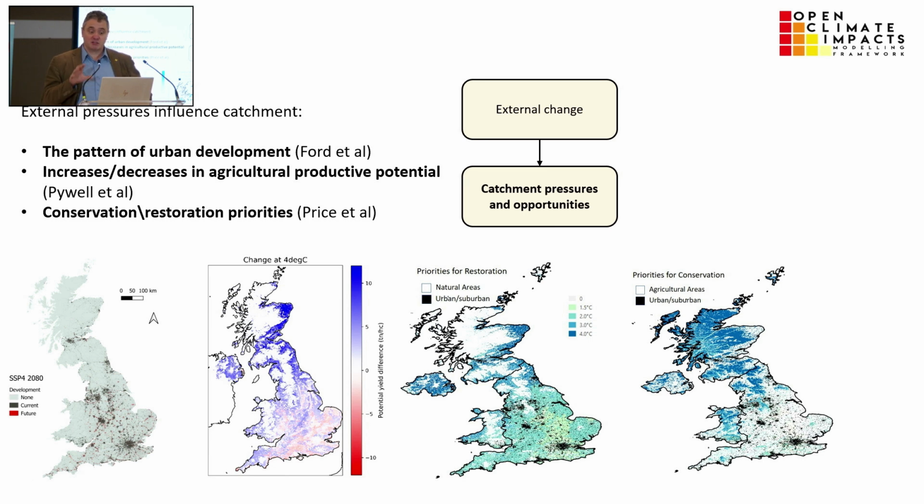But there are also a whole bunch of other external, what I've called external pressures on the catchment that, again, OpenClim has been exploring that we try and bring forward. So we've got the pattern of urban development that we just heard about, how that changes in the future. But from Rachel, we've just heard that there's variation in where agricultural productivity is likely to increase or decrease with time. And we've heard from Rachel around the changes in conservation and restoration priorities. So where we think we want to conserve and where we think we want to restore as a priority is also varying.